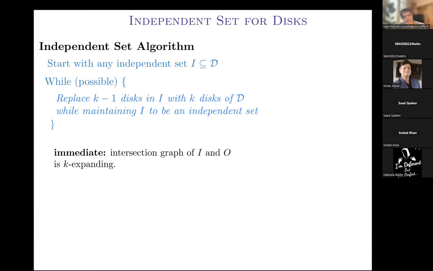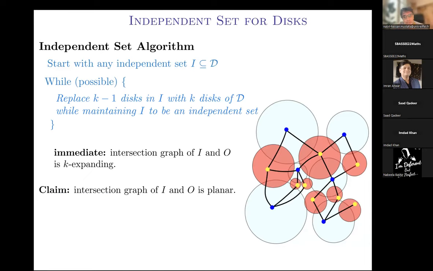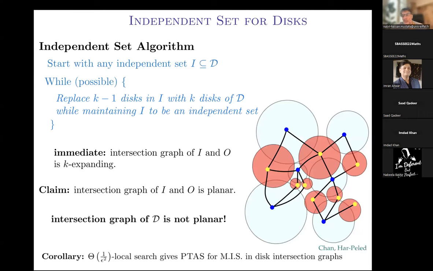By the previous result, we know that the intersection graph is k expanding. And now, even though the intersection graph of disks is not planar, the bipartite intersection graph between our solution and the optimal is planar. And therefore, you get that local search gives you a PTAS.